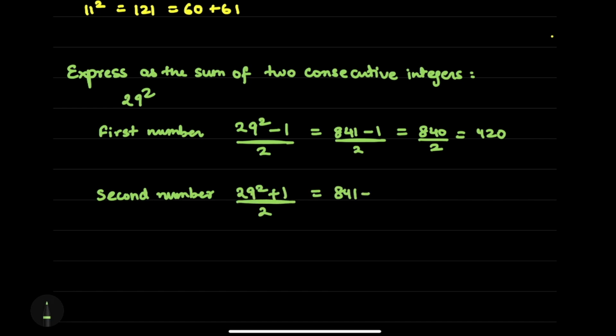And this comes out to be 421. So the two numbers are 420 and 421. We can also see that 841 is equal to 420 plus 421. That's how we can get to that.